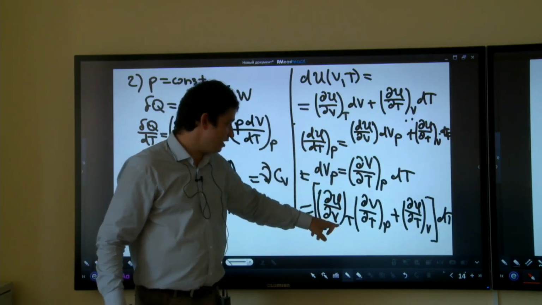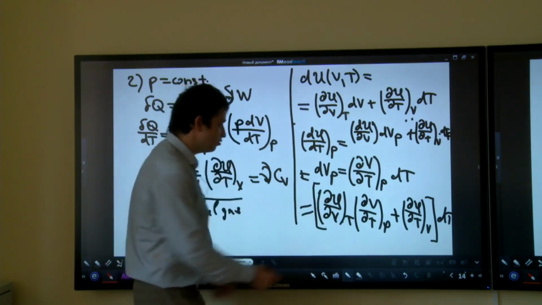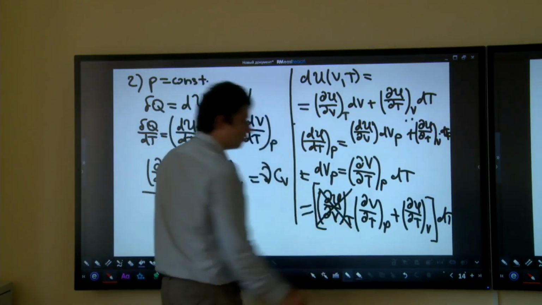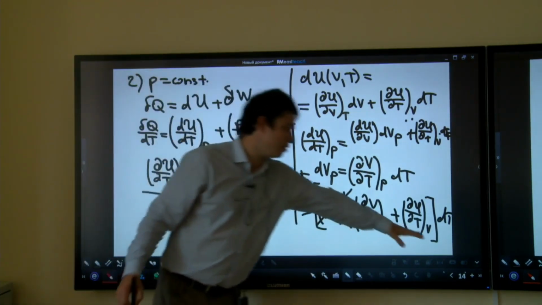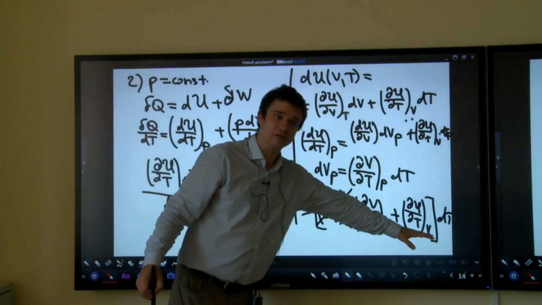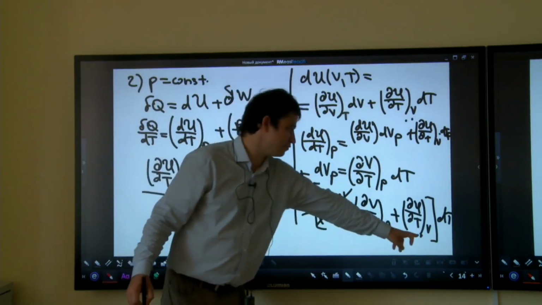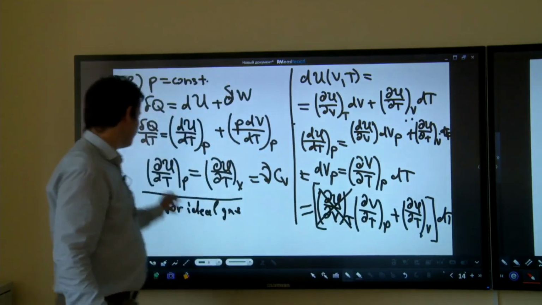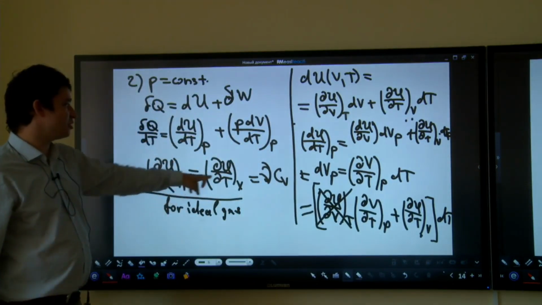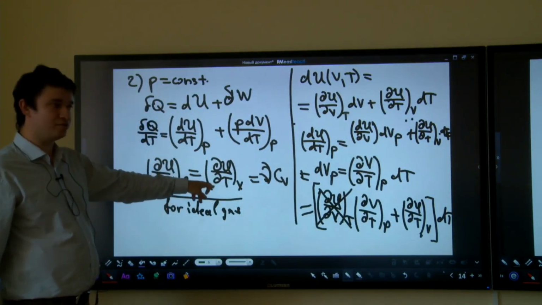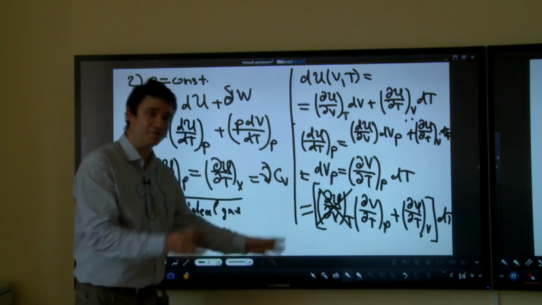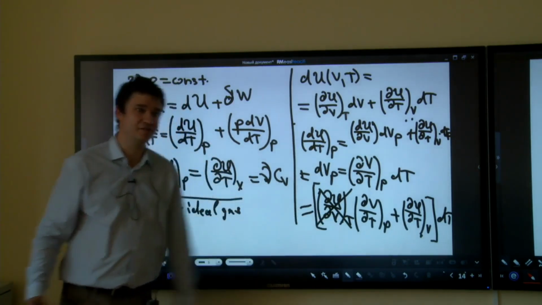So in here, when you have ideal gas, du over dV is 0. That's why I'm only left with this one. So that's why du over dt at constant pressure equals du over dt at constant volume. But in general case, it's wrong. This is the result.